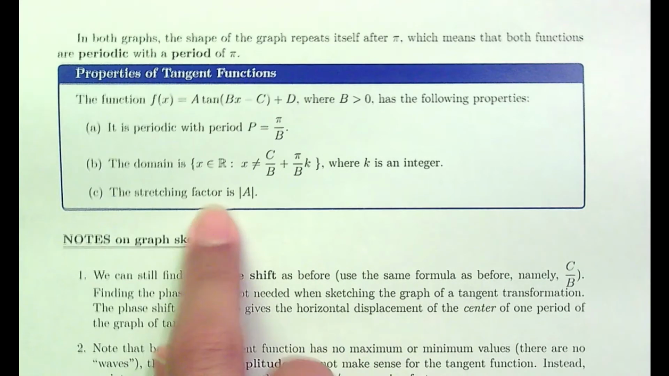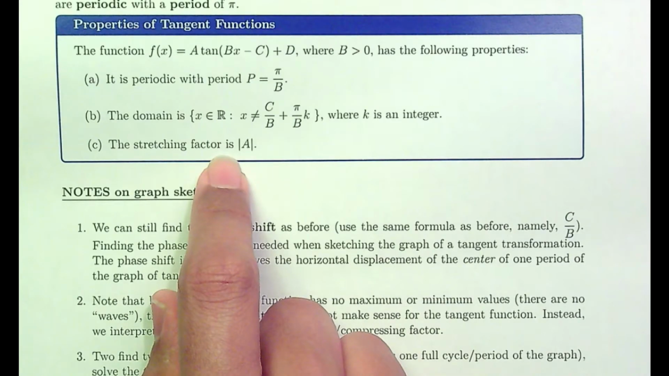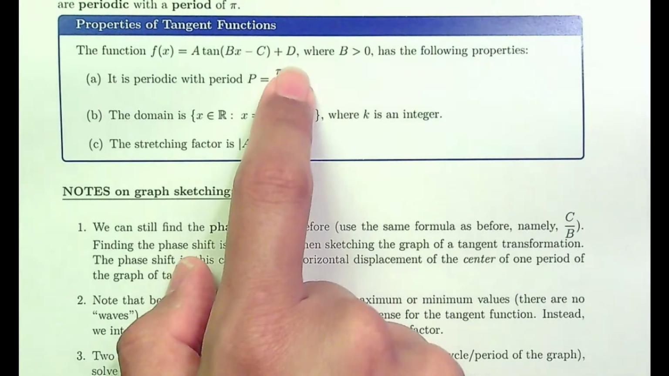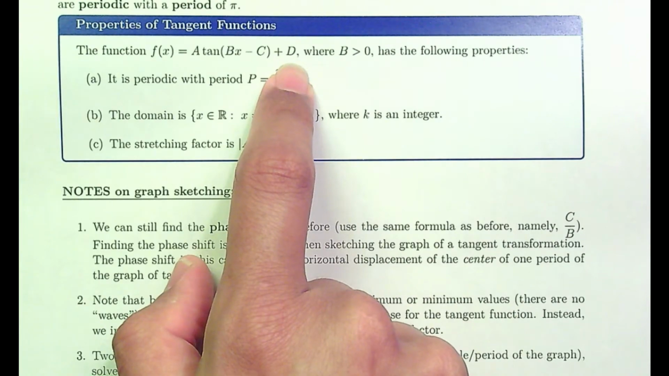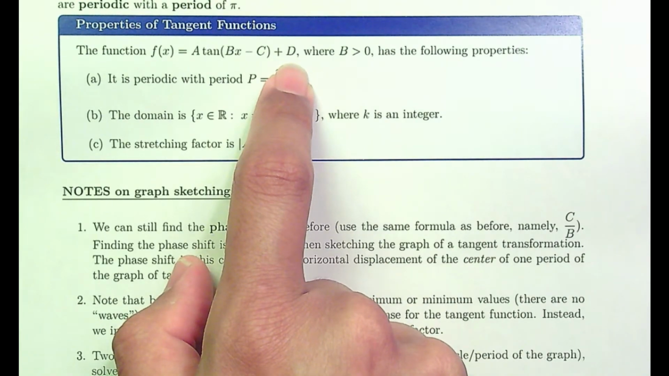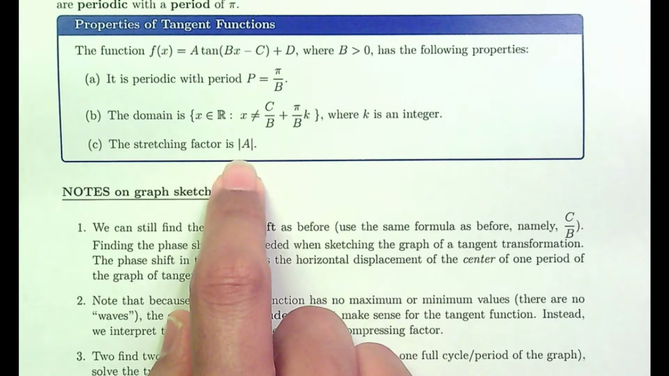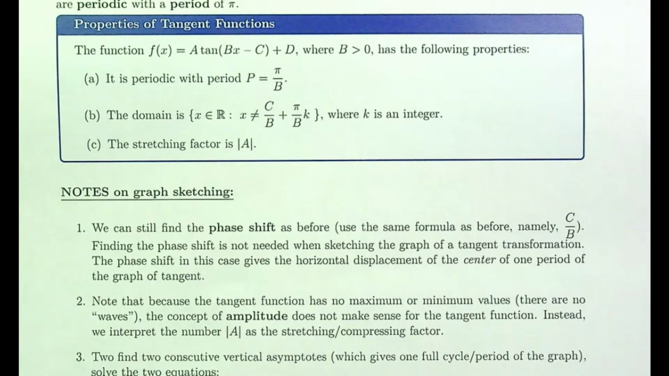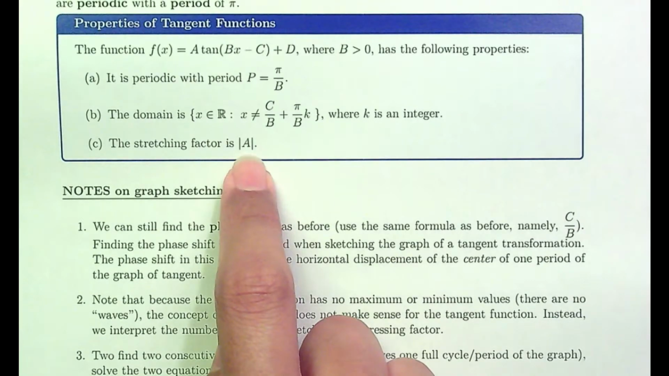And lastly, the A stands for the stretching factor. The D, as before, is the vertical shift. That has not changed. The A is now the stretching factor. We don't call it the amplitude anymore because there are no waves. There are no maximum or minimum values for the tangent, so the concept of the amplitude of a wave does not make sense for tangent. It's now called the stretching factor.